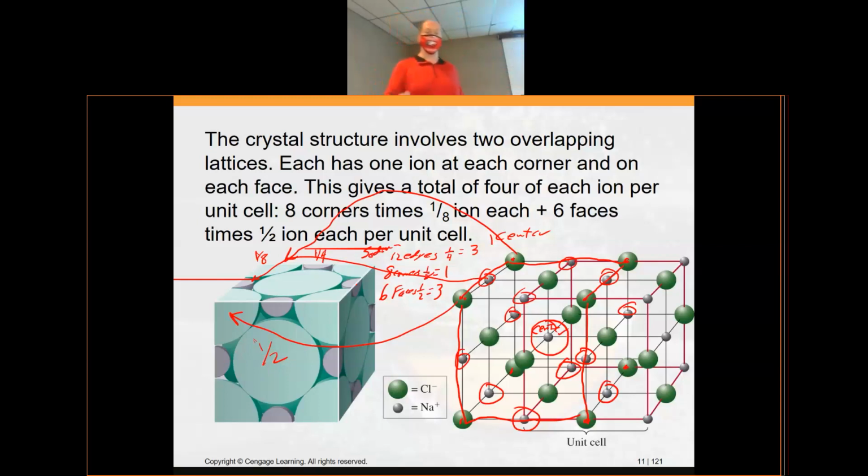You cannot see the center. So it either has to tell you that there's one in the center, or they have to show you another picture to show that there is another sodium that is in the center. All right, and so you have 4 sodiums and you have 4 chlorides, and that is a NaCl lowest ratio, 1 sodium to 1 chlorine.